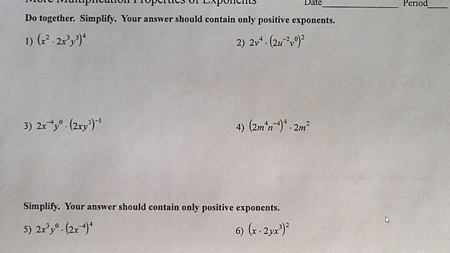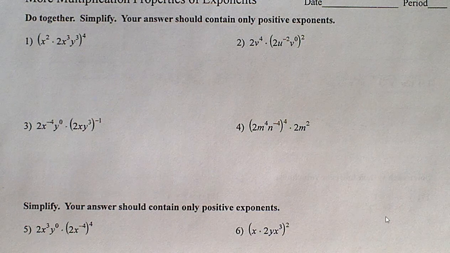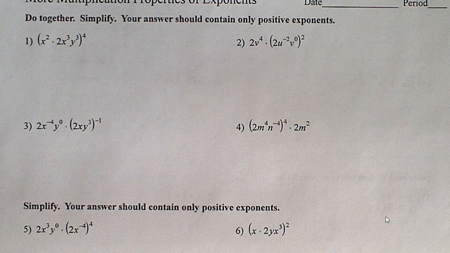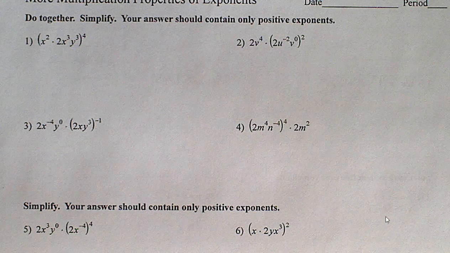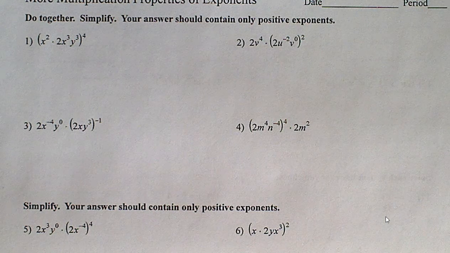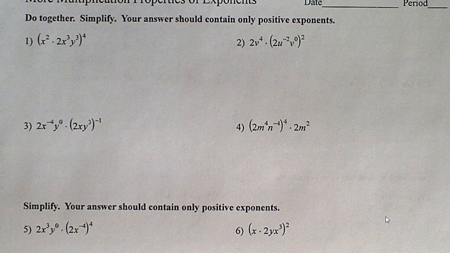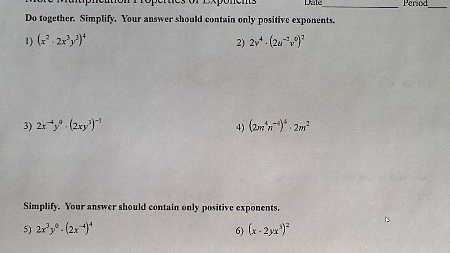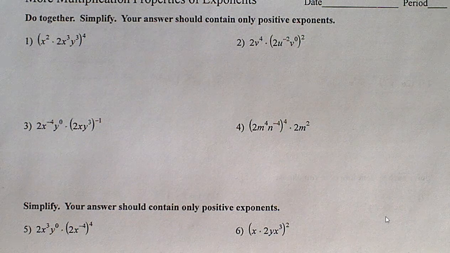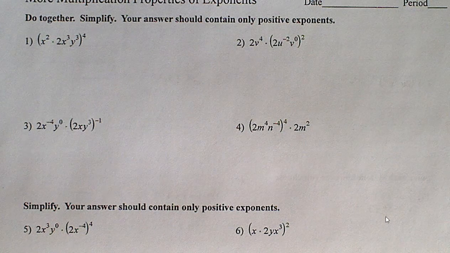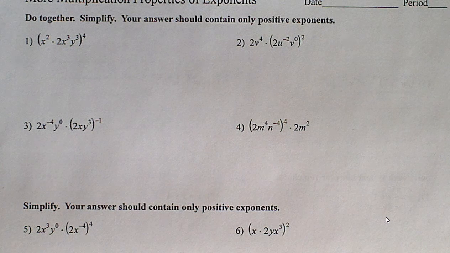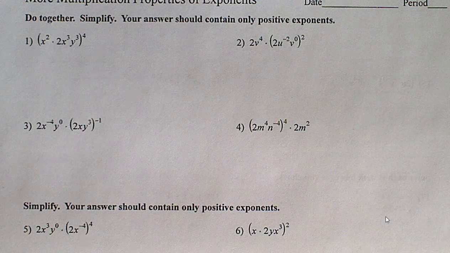Okay, number one. We're going to take the exponent and distribute it to everything inside. If it's a number, we're going to evaluate the number to that power. If it's something that isn't a number, then we're just going to multiply the exponents. So this is going to become x to the 8th, since 2 times 4 is 8. And then we have to find out what 2 to the 4th is. So 2 times 2, which is 4, times 2 times 2, is 16. So times 16.